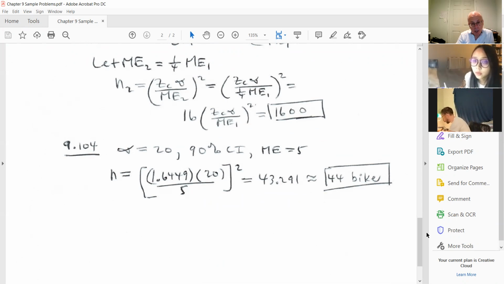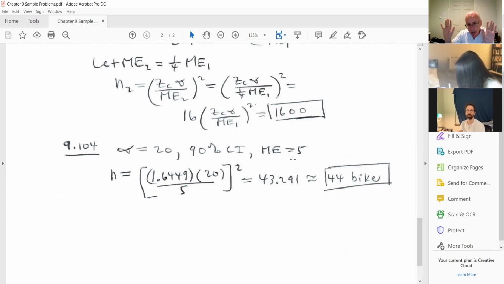The 90% confidence interval Z critical value is going to be 1.6449, as I used before. 20 is my standard deviation, the population standard deviation, and 5 is our margin of error, right? We're not dividing by 100 or multiplying by 100 here. It's 5, period. And we square this ratio. Square it, you get 43.291, rounded up to 44 bikes.